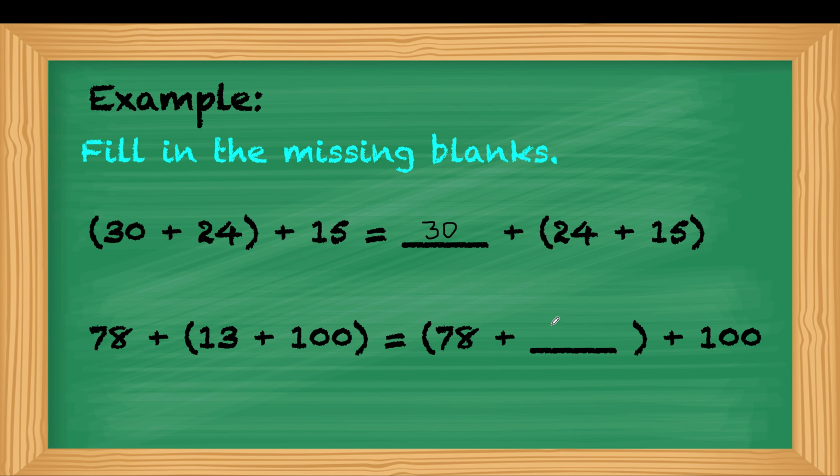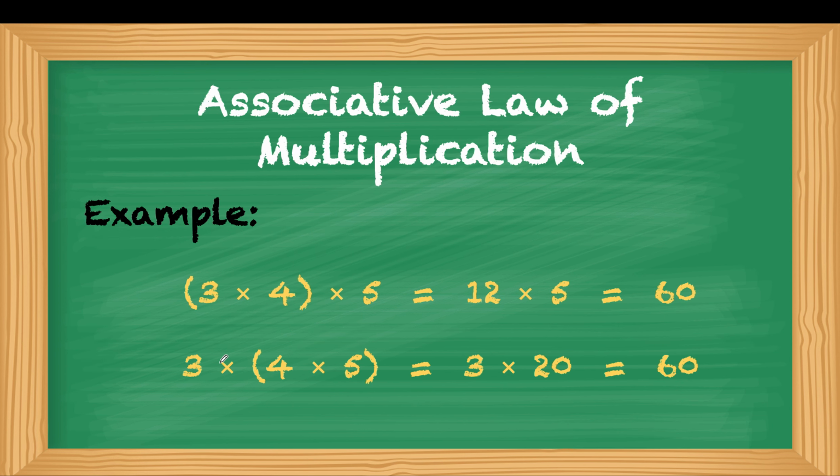Here, you should also have 13. So 13 was the only number missing from what was at the first expression. So once we add them, we should get back the same sum. Now, let's look at multiplication.